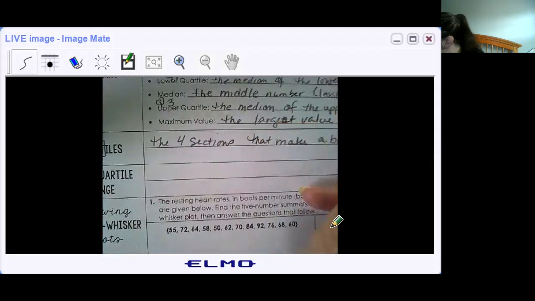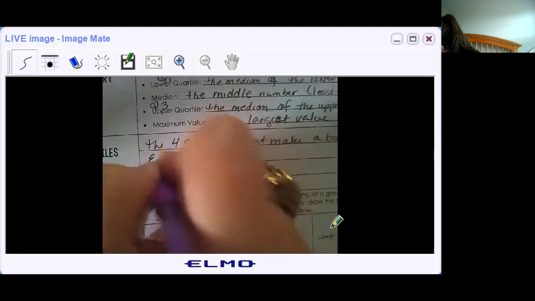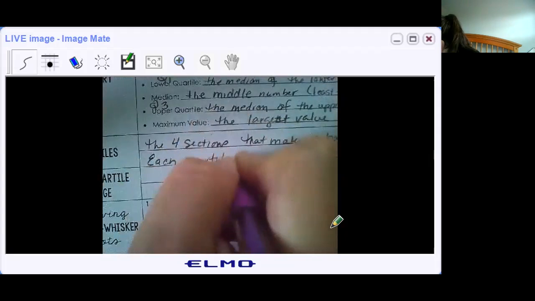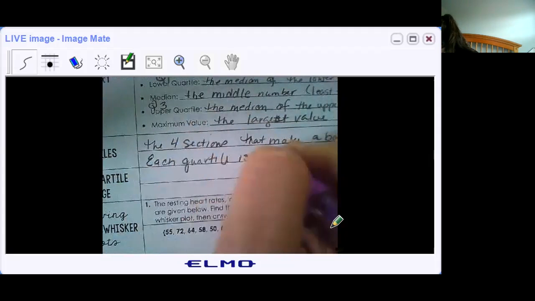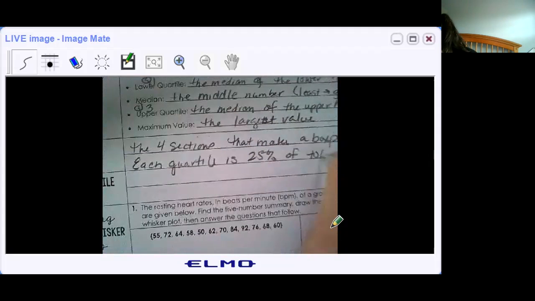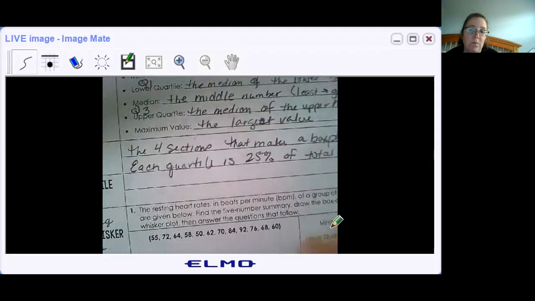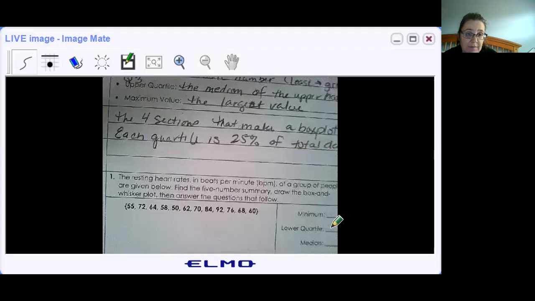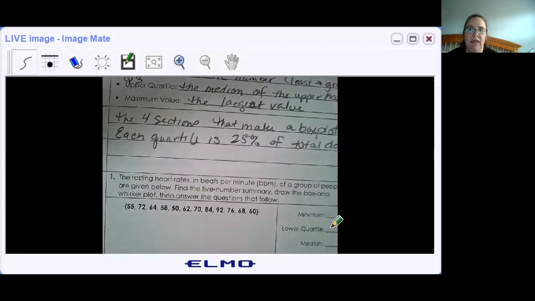Okay, each quartile is 25% of our total data. That's going to be important when we start drawing conclusions from our box plots. Okay, now the other thing we talk about when we talk about box plots, besides their quartiles, is what we call their interquartile range.